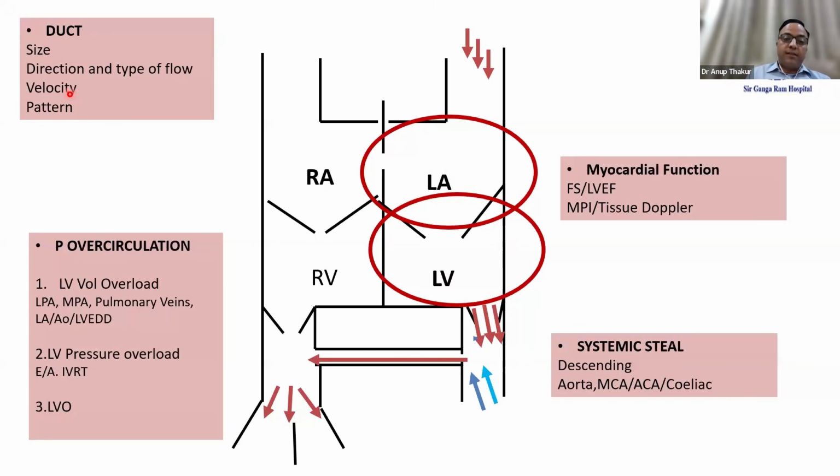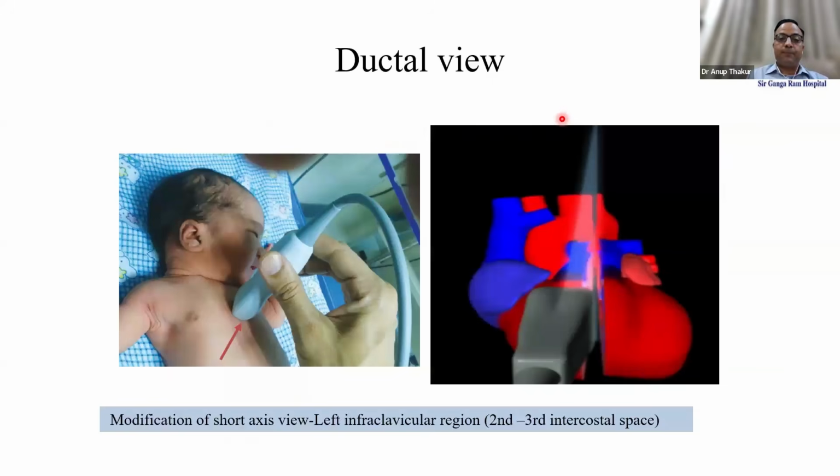So these are the changes that the duct is causing inside the lungs and heart, and all these changes could be measured by functional echo. And you can follow the same systematic approach to know whether a PDA is present or not, and if it is hemodynamically significant. So you have to assess the duct: size, direction, velocity pattern. Assess for signs of pulmonary overcirculation, so LV volume overload, LV pressure overload, and LV output. Assess for systemic steal, and assess myocardial functions. That's it. That's how you follow the approach to diagnosing an hsPDA.